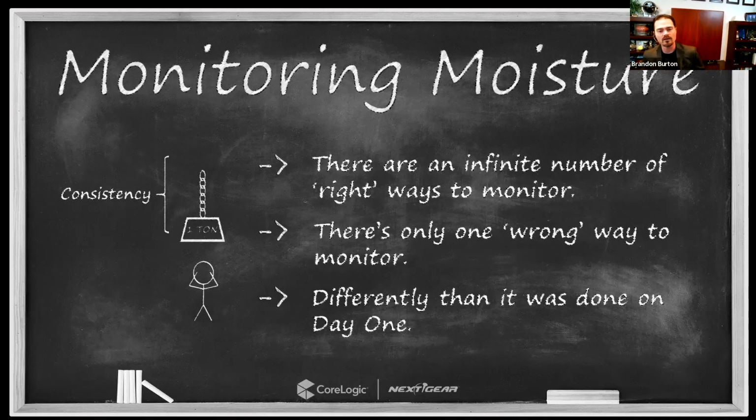So as an organization, as a business, the only way that you can really address this is to first get this message across, right? This exact message we just discussed. There's an infinite number of right ways. There's only one wrong way. It's different than it was done on day 1. Everybody's got to understand that. And once everybody understands that, then pick a method, right? And that now becomes our standard operating procedure. We monitor sheetrock or drywall in this way. We monitor a 2x4 wall plate in this way. We monitor plywood beneath carpet and pad in this way.